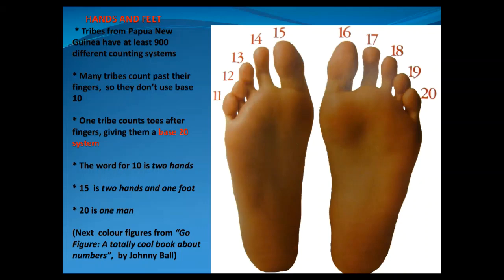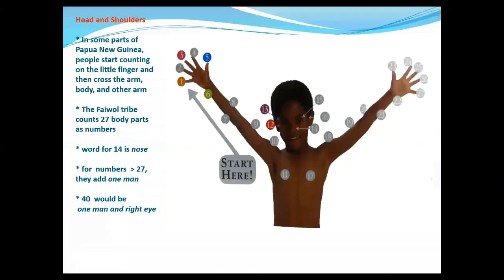For example, if we are talking about 15, it will be represented by two hands and a foot. Two hands mean 10 and one foot is 5. If we're referring to 20, we're talking about a man, not two hands, not two feet, but a man.